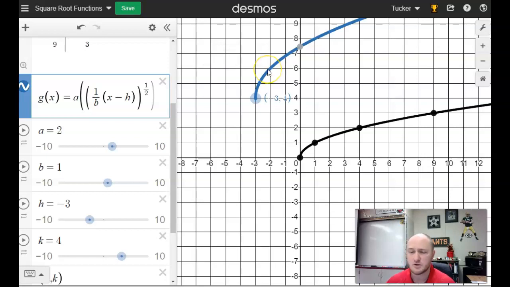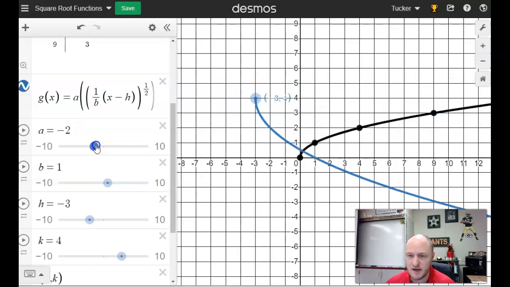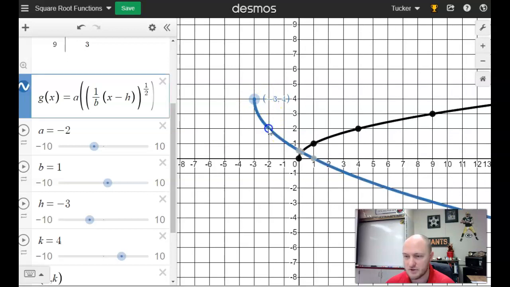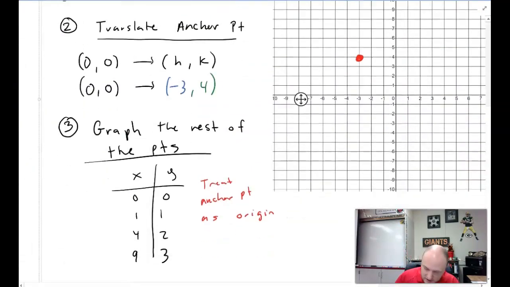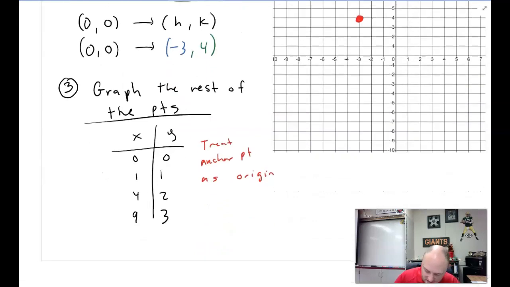Okay, but we also have the negative. Well, the negative, instead of going up, we're going to go down. We reflect down. So A is -2, so we're going to go right 1, down 2. Down 2, and you'll see that point, if I can get it right there. And another thing you can do is you can take that A value and take all of these values and multiply by -2. And some people like that.